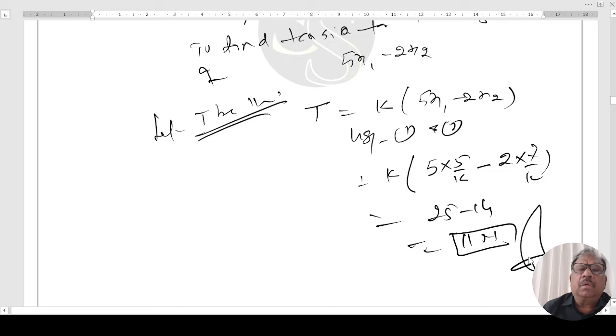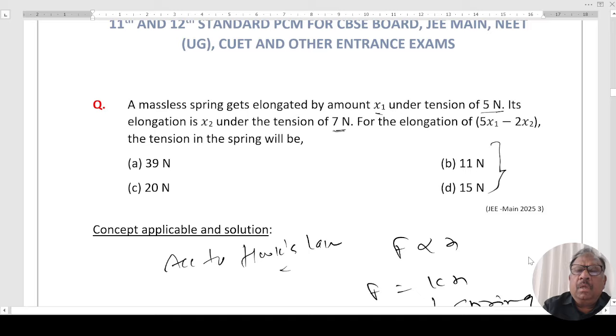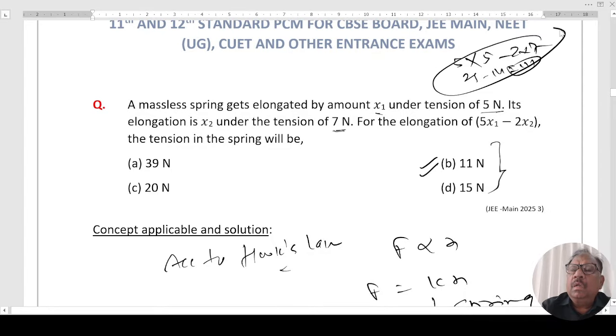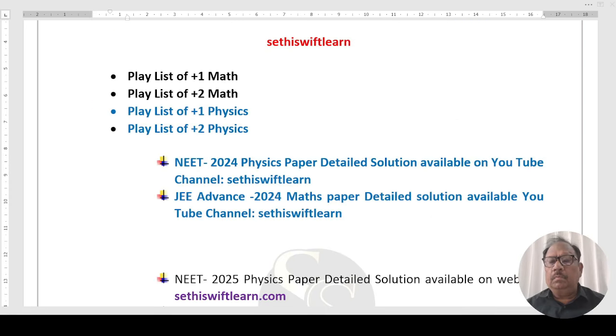This is the answer, right? 11 Newton, that is B is the answer. Now, how easily can it be given to you? 5 into x1, x1 is 5 minus 2 into x7. K cancels, 25 minus 14, that is 11. That's our answer, it can be given orally also. But I have cleared the basic concepts applicable in this case. Right? Next question.